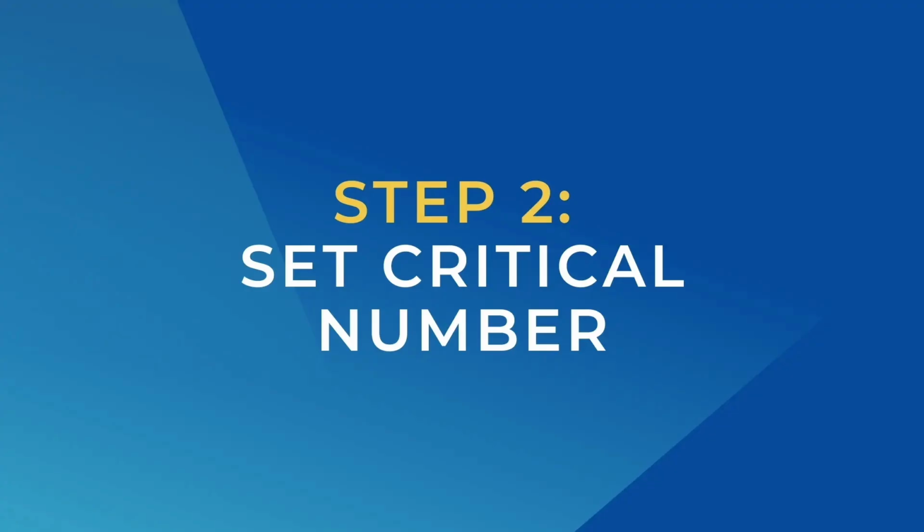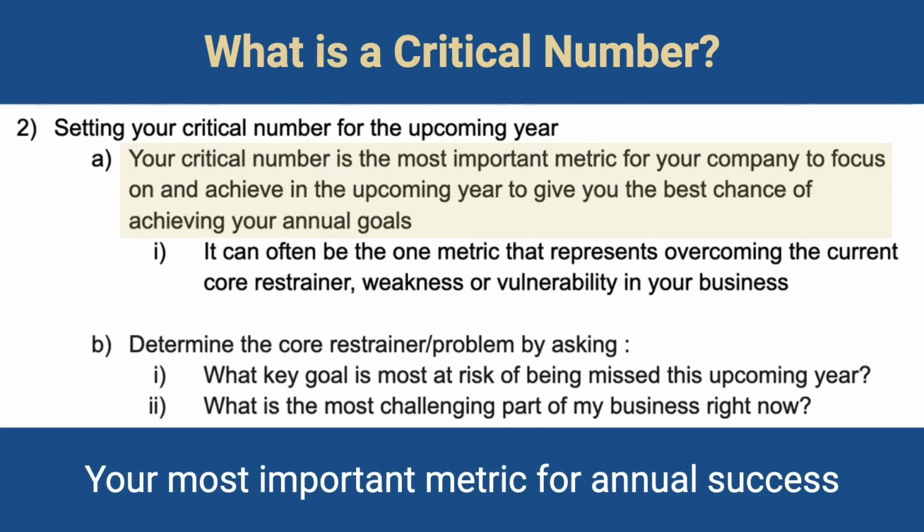That's step 1. And then step 2 is setting your critical number for the upcoming year. So the critical number is essentially the most important metric for your company to focus on and achieve in the upcoming year. And it's often also the number, if you achieve it, gives you the best chance of achieving the rest of your annual goals. And it can often be the one metric that represents overcoming the current core restrainer, weakness, or vulnerability in your business.